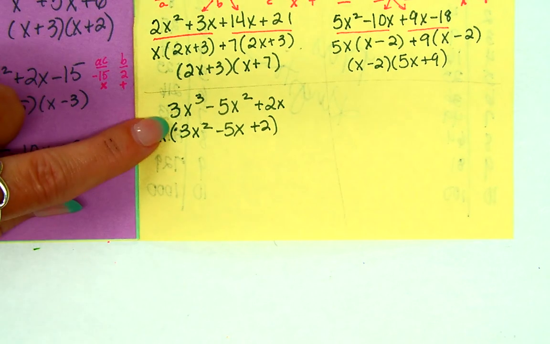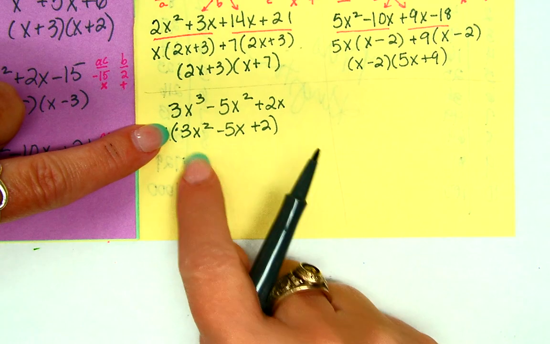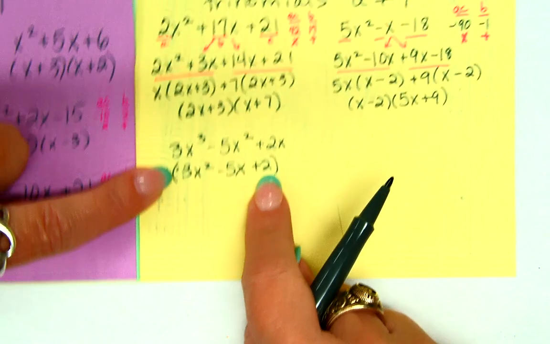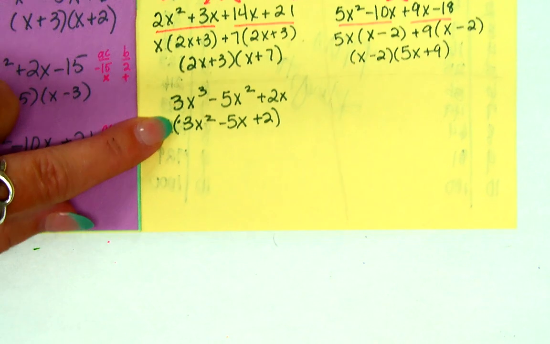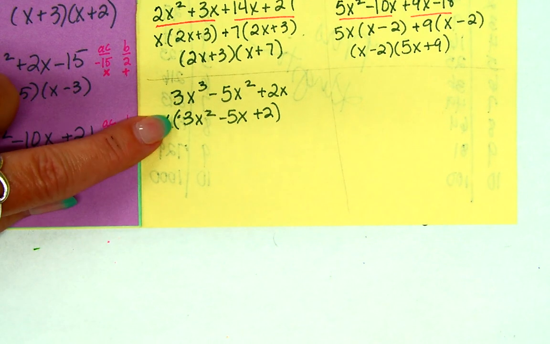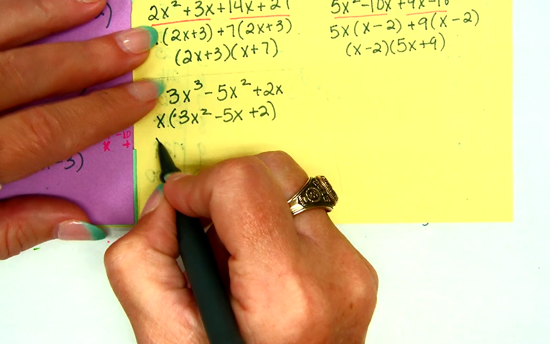Now if I just ignore this x for a second, I'm not ignoring it, I'm just ignoring it for a second. Is that any different than either of the problems that I did before? No, not at all. So by taking out the greatest common factor first, I've actually made it easier on myself, haven't I?